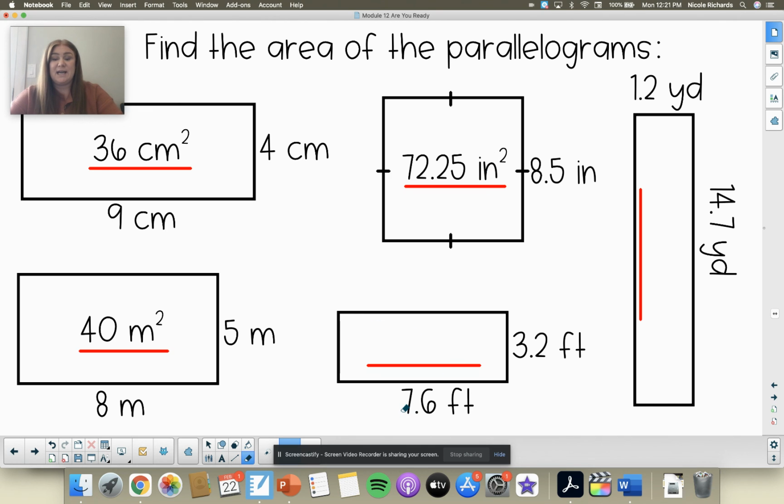And now come and try length times width on this rectangle down here. So 7.6 times 3.2. And we can see 2 decimal places, so don't forget to move your decimal. So 24.32 feet squared. And then our last one here, let's try 1.2 times 14.7. So go ahead and try that one. Move your decimal 2 places when you're done. That one is 17.64 yards squared.